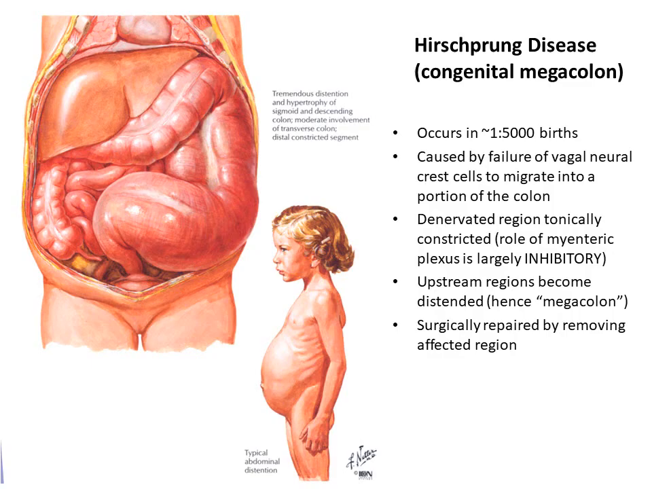This is Hirschsprung disease, or congenital megacolon. It occurs in 1 in 5,000 births, caused by failure of vagal neural crest cells to migrate into the distal portion of the colon.